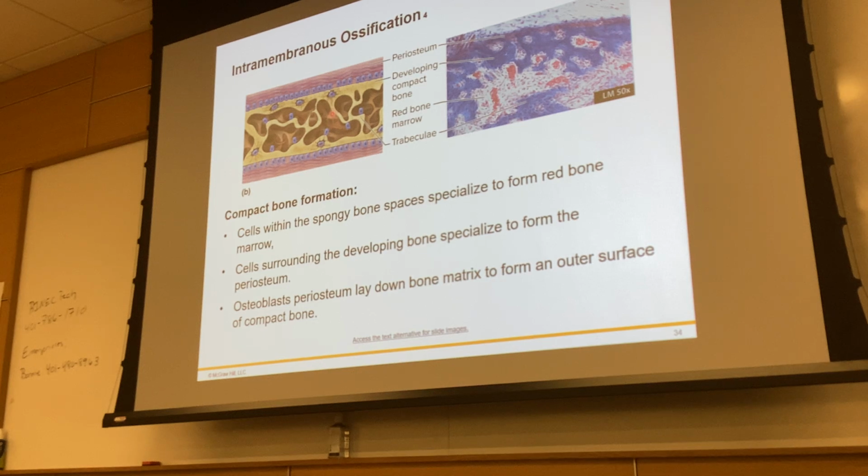Depending on where you are, in the top, the bottom, or the middle, you're making either compact bone or spongy bone. Again, on the left-hand side you see a drawing, on the right-hand side you see a histological section, and they match up pretty well.